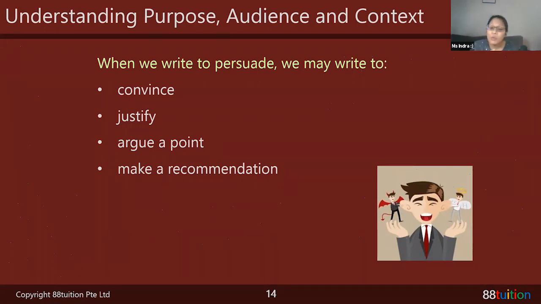Okay, now, when we want to persuade, when we write to persuade, we may write to firstly convince people. I need to persuade my boss that I need a new laptop. How should I do it? Right?